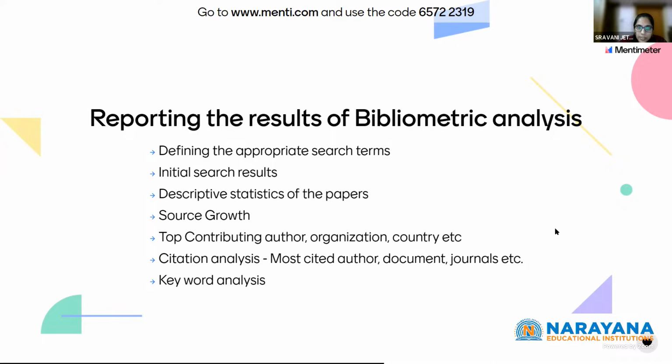While reporting the results, first you have to define the search terms you have been using, like Internet of Things or IoT and supply chain. That needs to be defined very clearly in your paper. Once you get the initial search results, if you are okay with them, you can continue, or else you provide your inclusion and exclusion criteria, further filtering the papers. Then you can give the descriptive statistics of the papers, like source growth, top contributing authors for that particular area of interest, which organization and country contribute the most. You can also give the citation analysis and keyword analysis, which I will describe further.